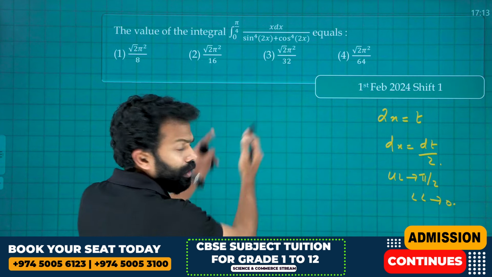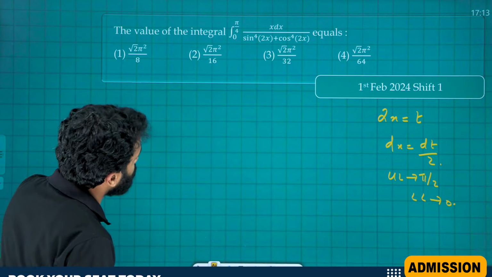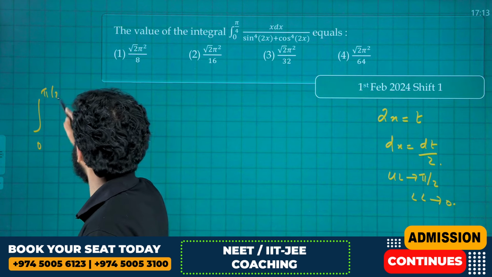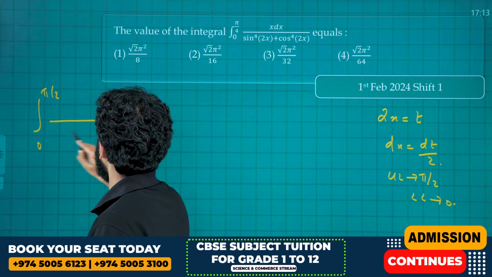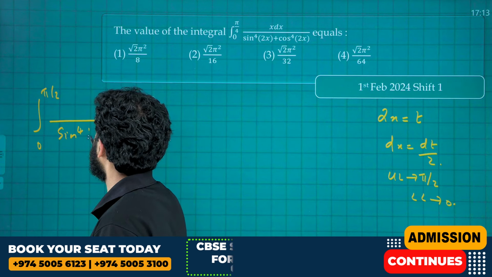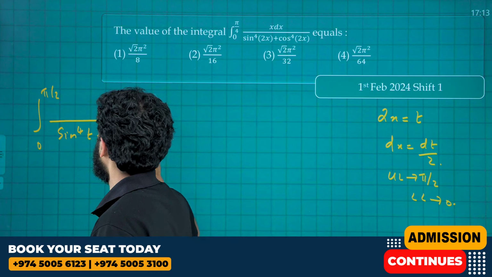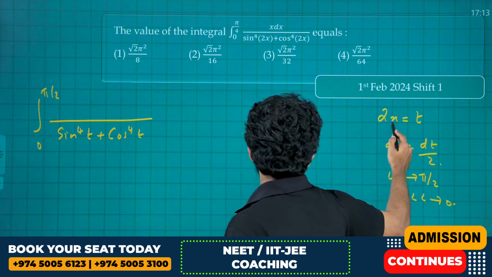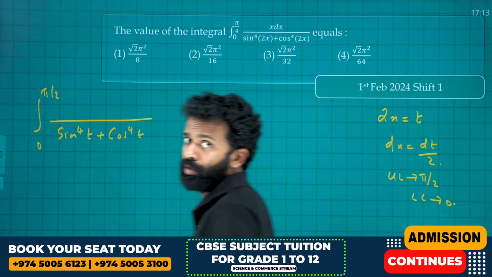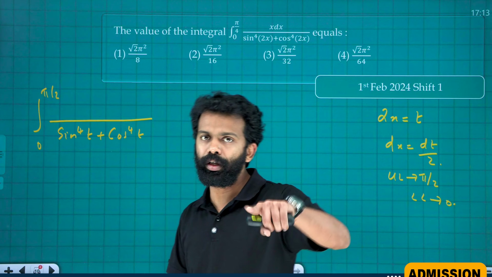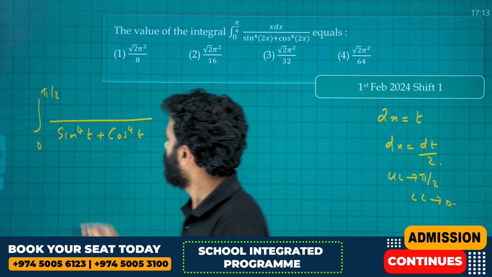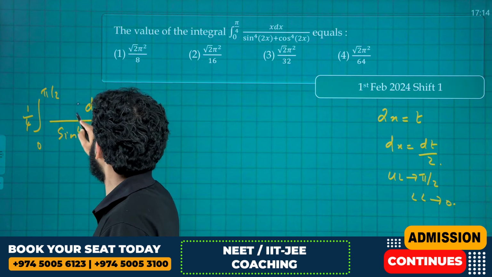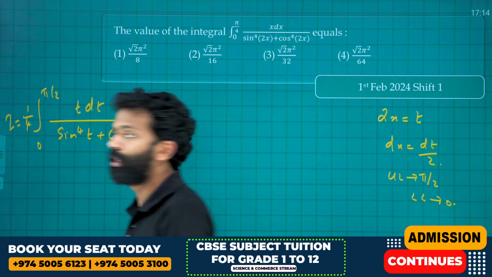So let's place everything into the integrand. Therefore, you will get integral 0 to pi by 2, divided by sine raised to 4t plus cos raised to 4t, and we know that 2x is equal to t, therefore x will be equal to t by 2, and dx is equal to dt by 2, so together it will be 1 by 4. We can take that 1 by 4 over here, into t dt. Let's take it as I.